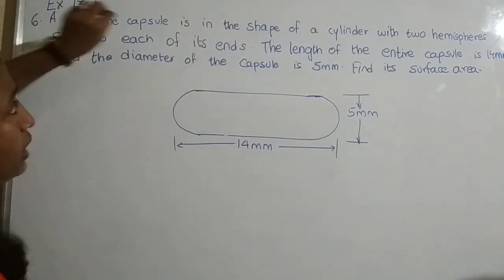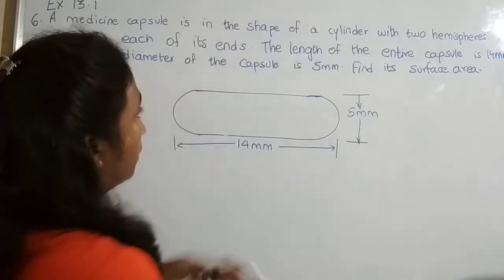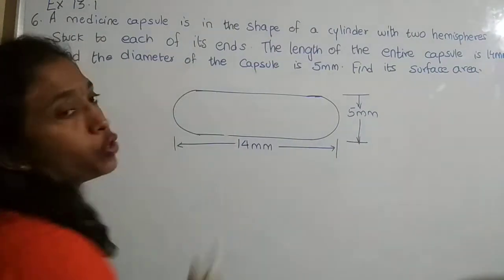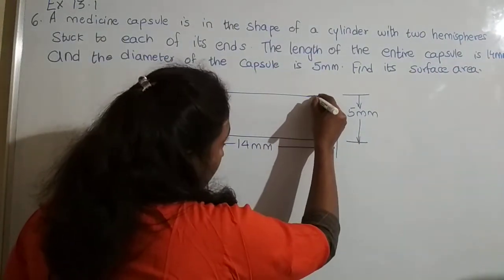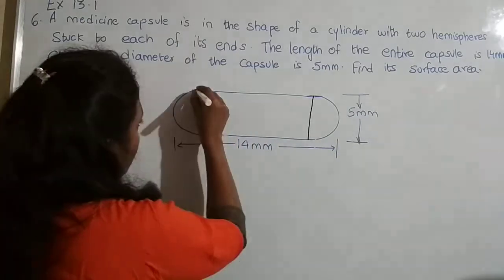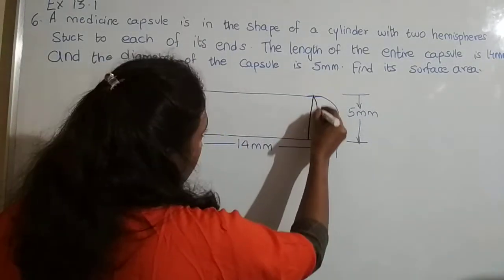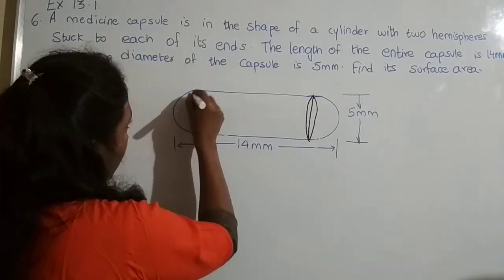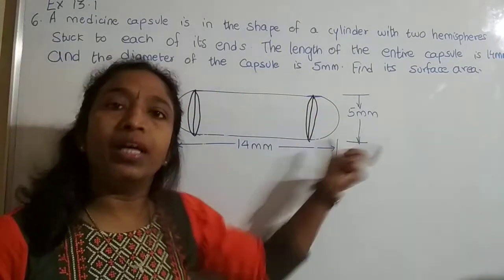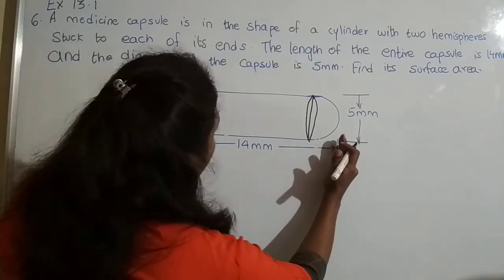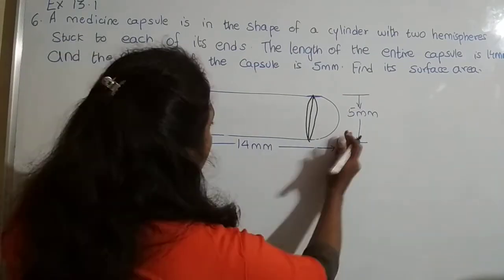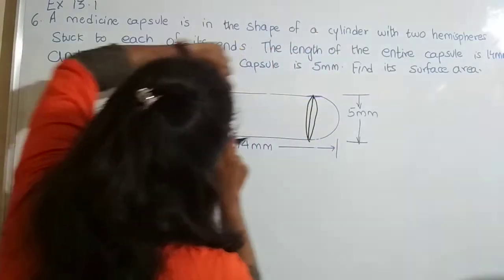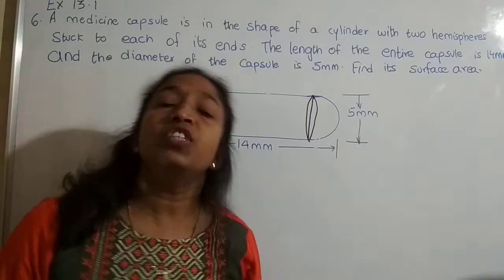Now let's analyze. A medicine capsule is in the shape of a cylinder with two hemispheres stuck to each of its ends. So there is a hemispherical end at both the places. This is one hemispherical end, and here also one hemispherical end at the other end. The total length of the capsule is given as 14 millimeter. This diameter will be the same throughout. The diameter of the capsule is 5 millimeter.